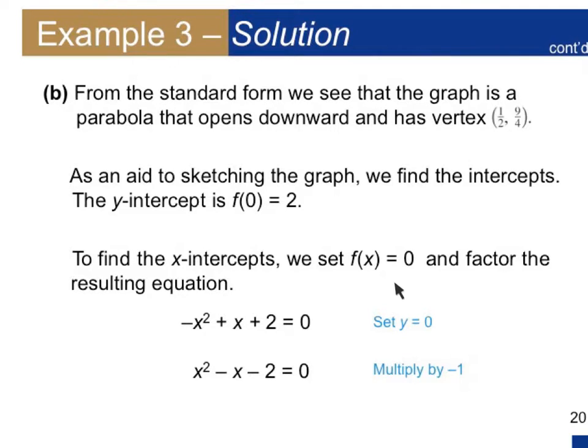Okay. To find the x-intercepts, we have to set f of x equals 0. So we have minus x squared plus x plus 2 equals 0. And then you can multiply both sides by -1, so we don't have a negative here. And that gives us x squared minus x minus 2 equals 0. Change the sign of everything on this side, and 0 just stays 0.